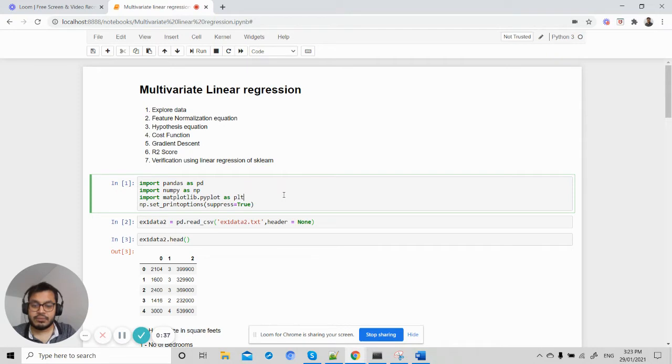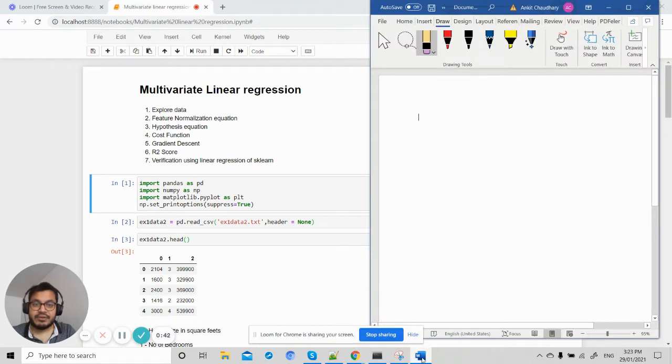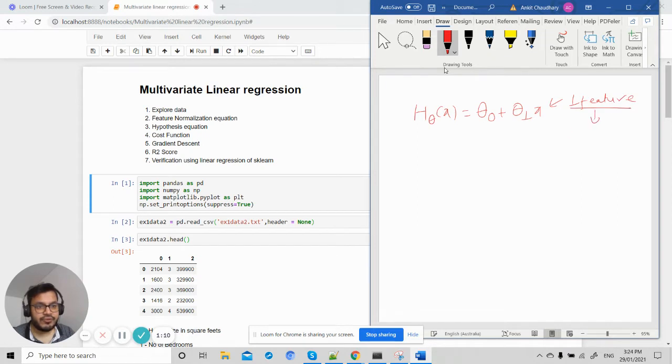So let's start. In the last video, we discussed univariate linear regression. In a univariate linear regression, our h theta of x was theta naught plus theta 1 x. We only had one feature. So this was called univariate because we only had one feature.